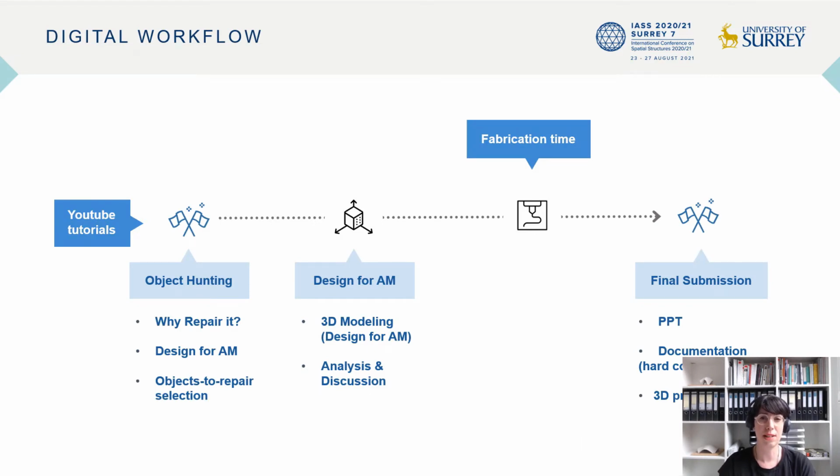So following up with this idea, we propose the course Repair It with Additive Manufacturing, where architecture students could select objects in need of repair, analyze why they got broken, redesign the missing parts, and finally produce them with the help of additive manufacturing. We divided the course in 3 parts: the video tutorials, the object hunting, the fabrication time, and of course the final submission day where we were able to discuss the results.